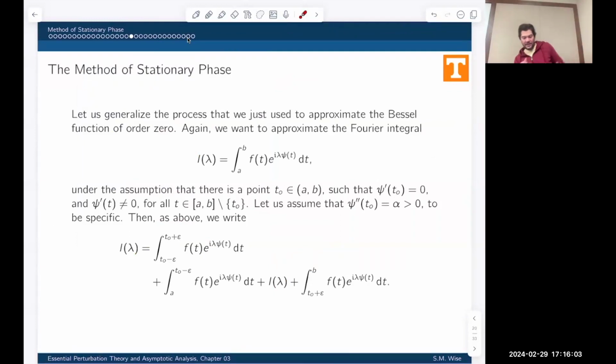Okay, now let's review what the method of stationary phase is, at least at our heuristic level. We've got our Fourier integral. We identify what f is and what psi is. We need to find out if there's a point of stationary phase. Here we're going to assume that there's a single stationary phase point, t naught, which exists in the middle of the interval, somewhere deep in the jungle, not at the endpoints a or b. And we're going to assume that psi prime of t naught is 0. That's a stationary phase point. And psi prime of t, this should be t naught here.